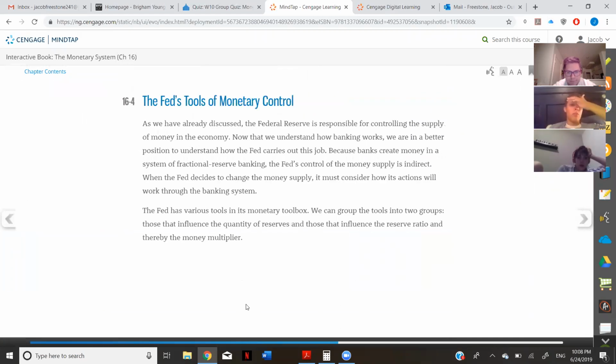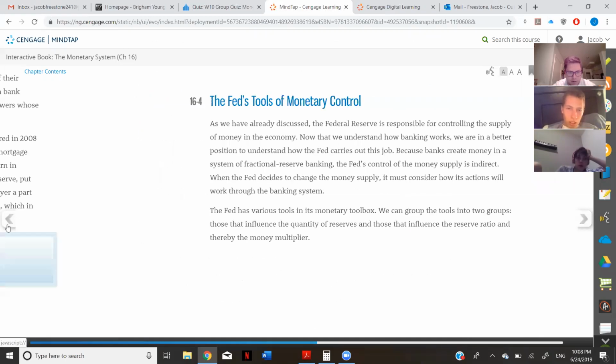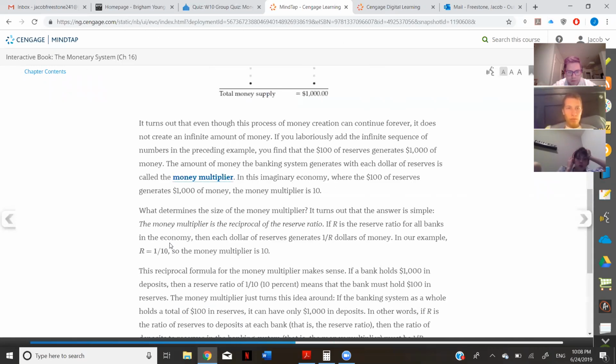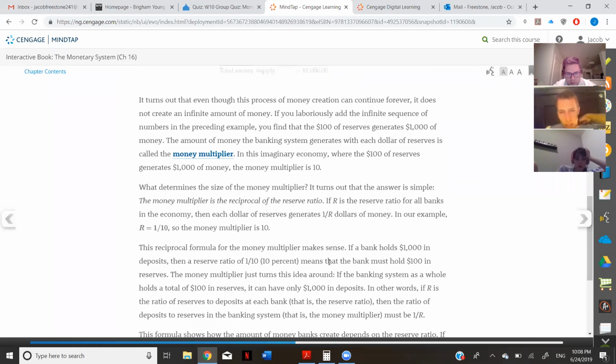So I found the formula. The change in money supply equals the money multiplier times the change in excess reserves. I don't remember how to figure out what the money multiplier is. The money multiplier is 1 over R. Or, wait, let me see. I just read it. It's the reciprocal of the reserve ratio. What would that be?